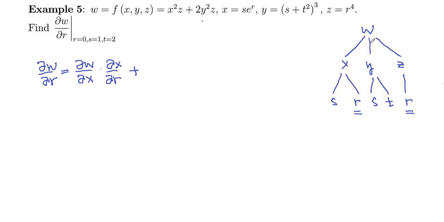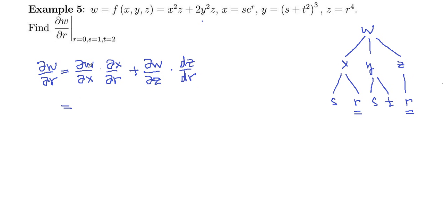R is not involved in y, so there's no derivative or rate of change through y. So dw/dz and then dz/dr. And notice that's a full derivative, that last one, because z only depends on r.